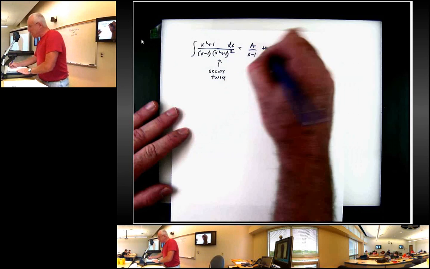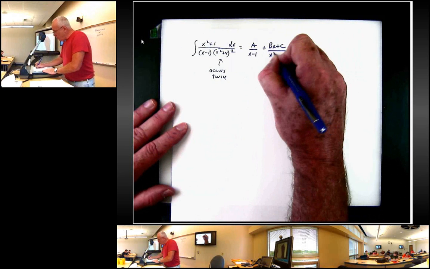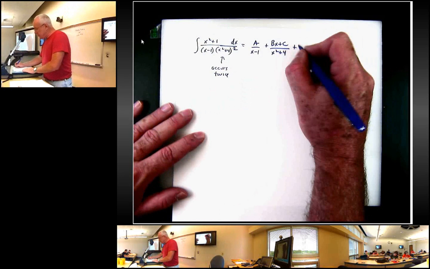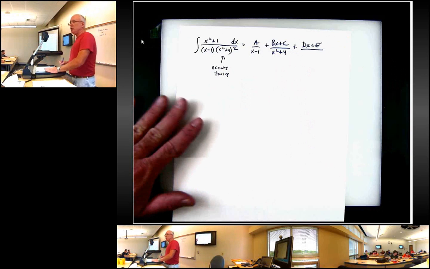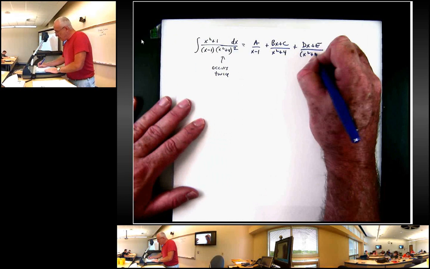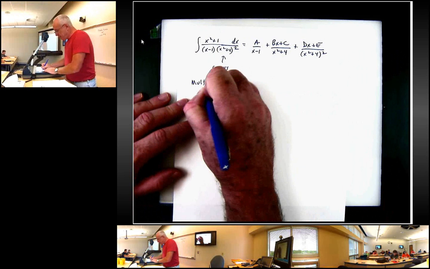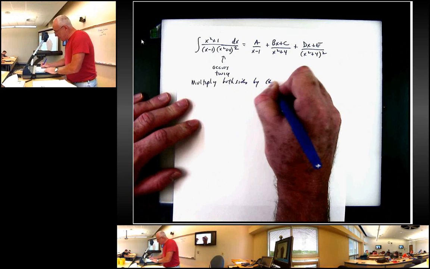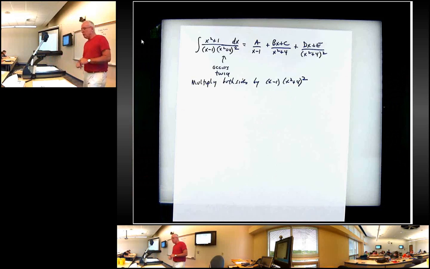But now I'm going to have two more terms here. I'm going to have Bx plus C over x squared plus 4. But then I need a plus Dx plus E, another linear term, over the square of the quadratic there, because it goes up to a power of 2. And of course, we multiply both sides by the x minus 1 times the x squared plus 4 squared in order to get rid of our denominators.